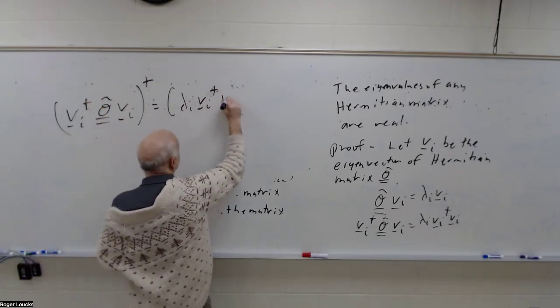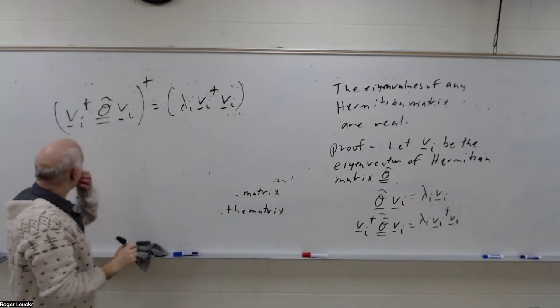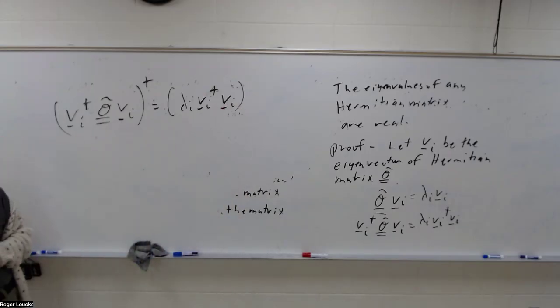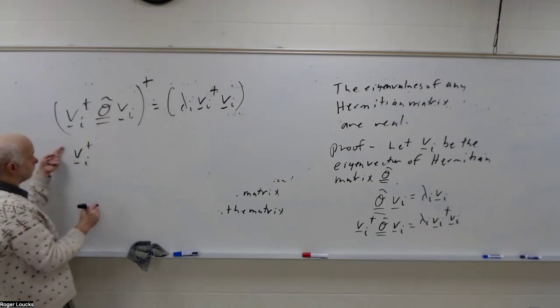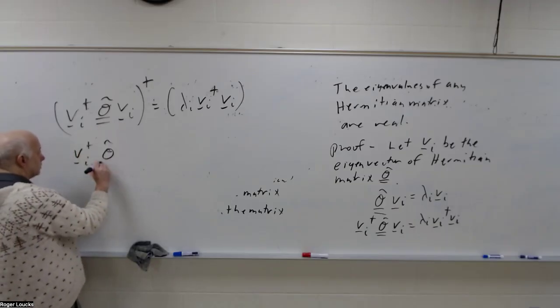What did we say dagger is again? Transpose and complex conjugate. So what's going to happen with the transpose part? Switch the order and take the transpose. And since it's a dagger, we also have to take the complex conjugate. So it's the same thing as taking the dagger of everything here and then flipping the order. This now becomes O dagger.